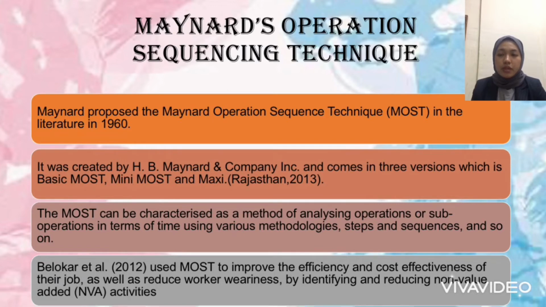Minute operational sequence technique, MOS. Maynard proposed the minute operation sequence technique MOS in the literature in 1960. It was created by H.B. Maynard and Company. MOS comes in 3 versions, which is Basic MOS, Mini MOS, and Maxi MOS, according to Rajasthan 2013. Basic MOS, which is general operation activity lasting 20 seconds to 2 minutes. Mini MOS, which is repetitive operations activity lasting less than 20 seconds. Maxi MOS, which is non-repetitive operation activities lasting more than 2 minutes.